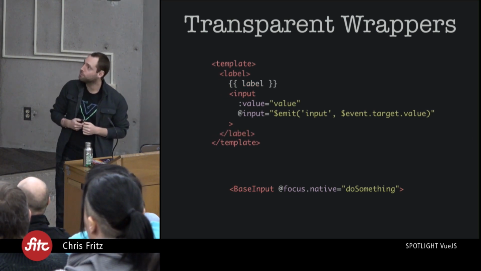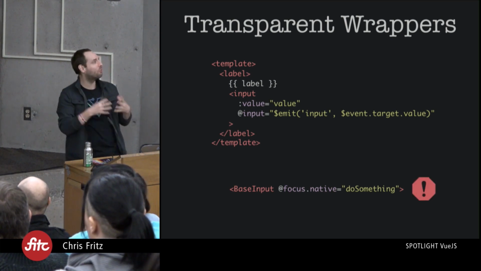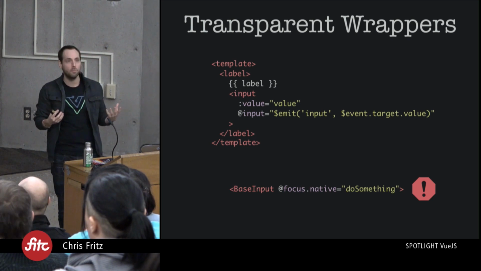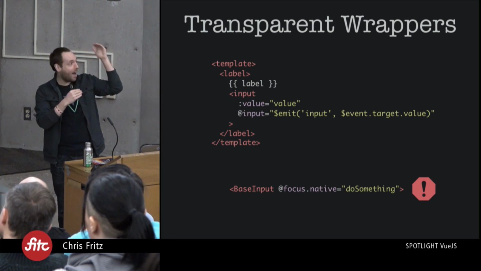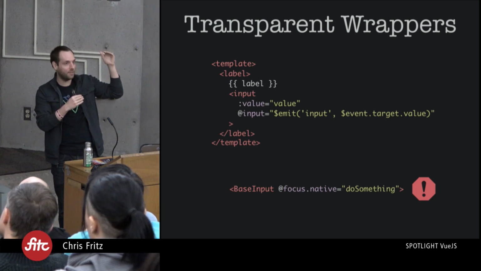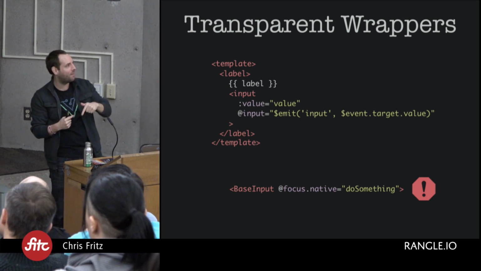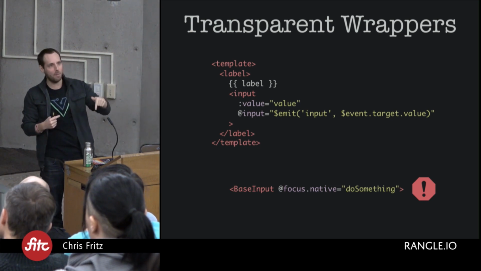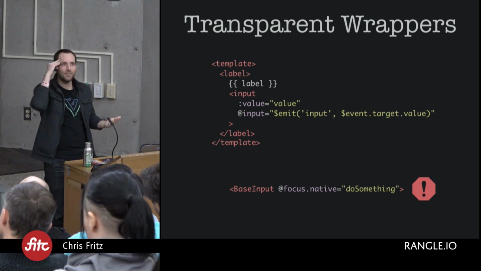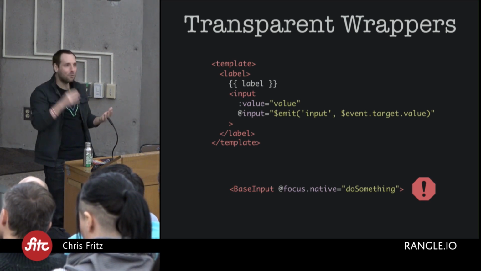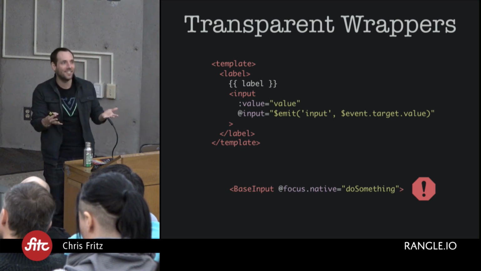There's a problem. What happens when we refactor our base input component a little bit? Now it's wrapped in a label. And now the root element of that component is a label. So our focus.native listens for a focus event on the label instead of the input. And so then you're focusing on the input and wondering why isn't this working anymore? I just wanted to listen for a focus event on the input. It's a base input event.